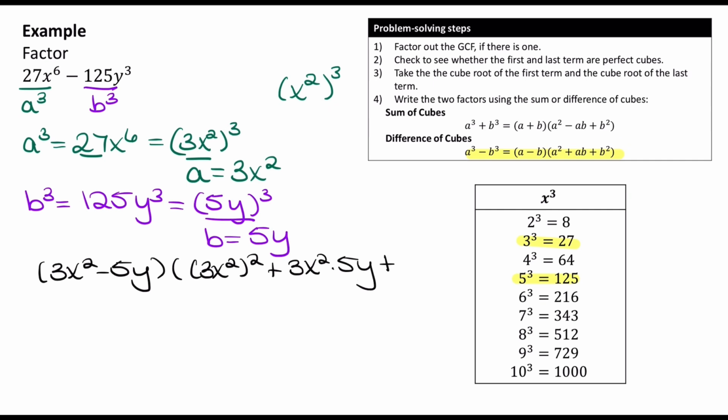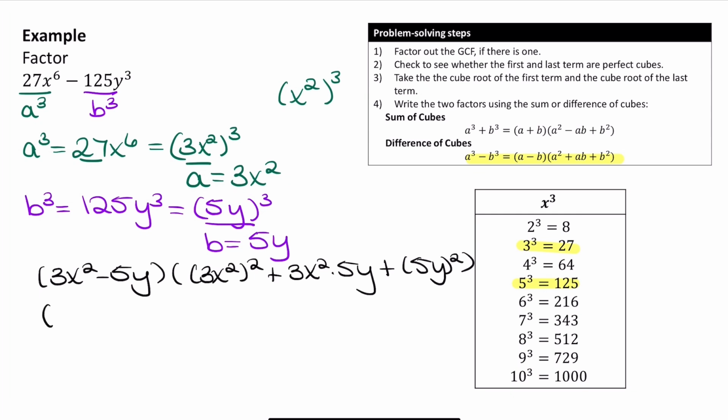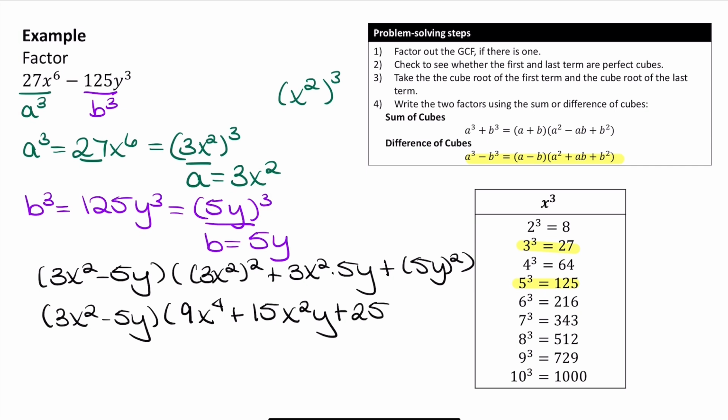So plus 5y squared. Simplify this, I get 3x squared minus 5y times 3x squared means I squared 3 and get 9. x squared, squared is going to be x to the 4th. And then plus, here I have 3 times 5, which is 15, and then just x squared y. And then plus 5 squared is 25, and then y squared is just y squared. Okay, so this is now the factored form of the original expression.